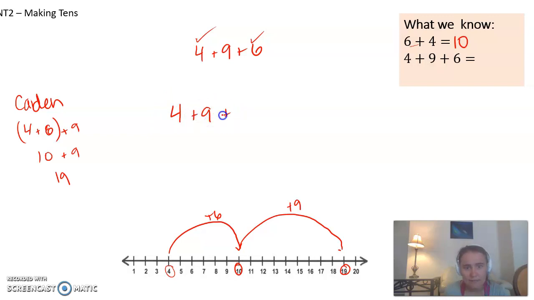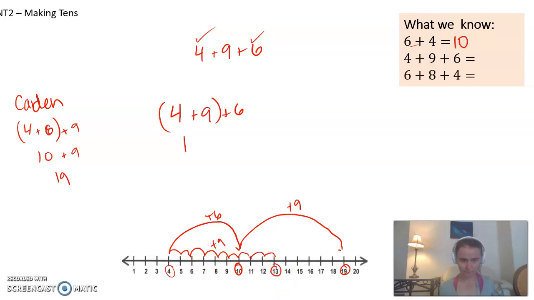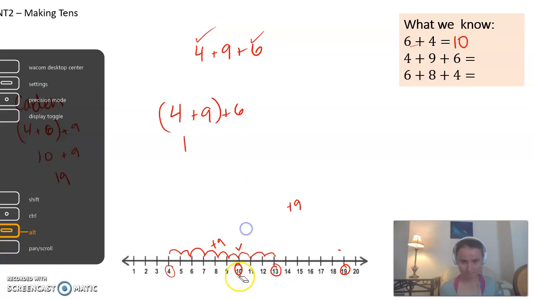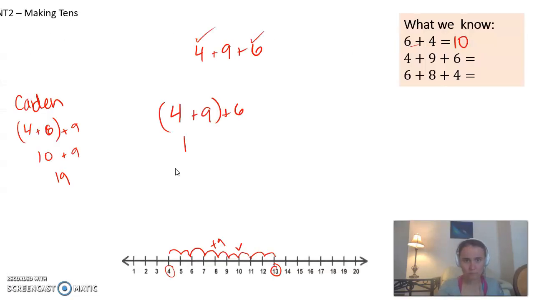said that they did this, that they added the 4 and the 9 first, and they counted 4, 5, and I would hyper emphasize that this is really going to be long. They didn't know 4 plus 9, so they had to count. They went 4, 1, 2, 3, 4, 5, 6, 7, 8, 9. And then they did 4 and the 9 first, and that got them 13.